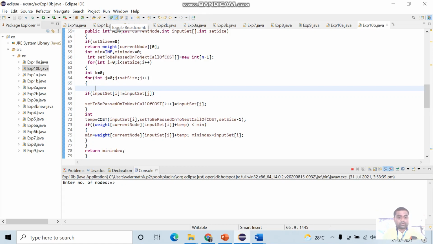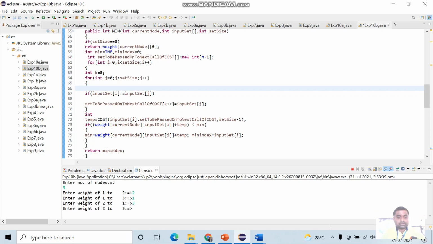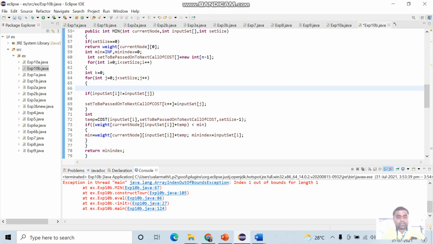The number of nodes is 3. 1 to 2 is 2, 1 to 3 is 1, 2 to 1 is 3, 3 to 1 is 2. It's showing here.